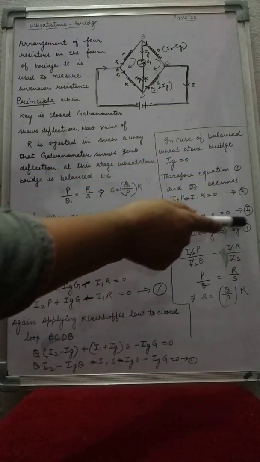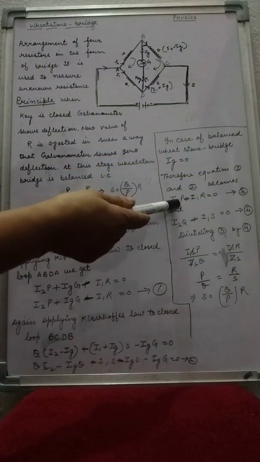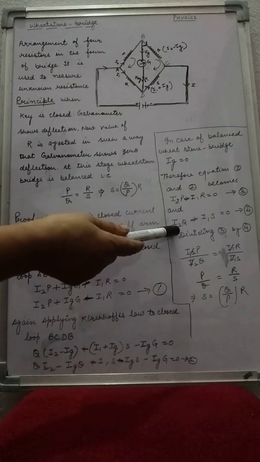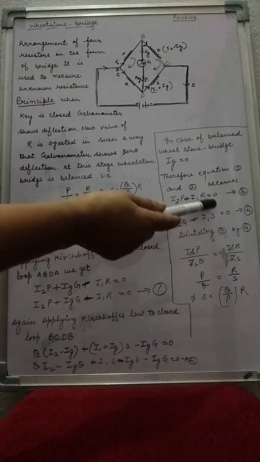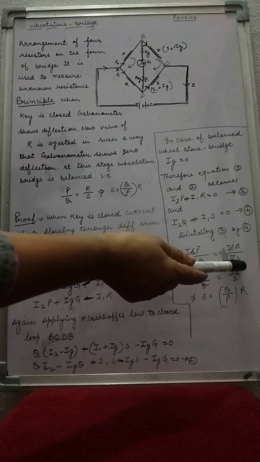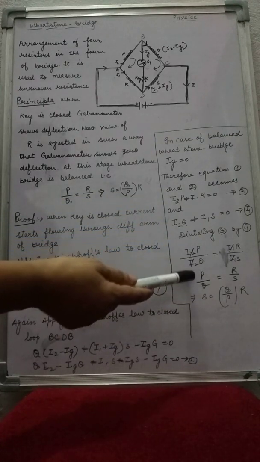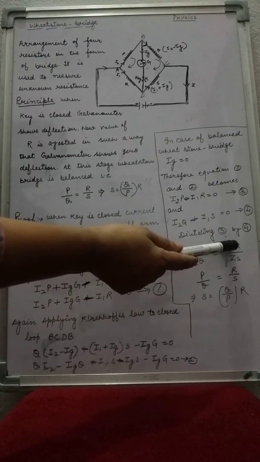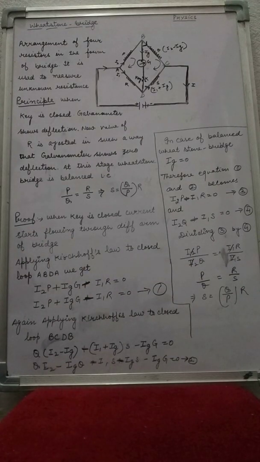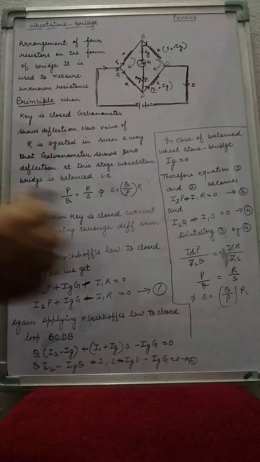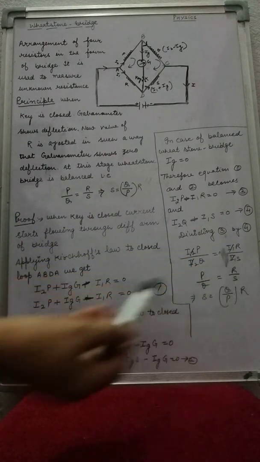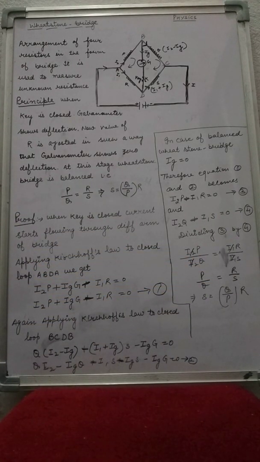Now dividing 3 by 4, we get I2P upon I2Q is equal to I1R upon I1S. Here I2 with I2 and I1 with I1 cancel. We get P upon Q is equal to R upon S. So S is equal to Q upon P into R. This is the formula.